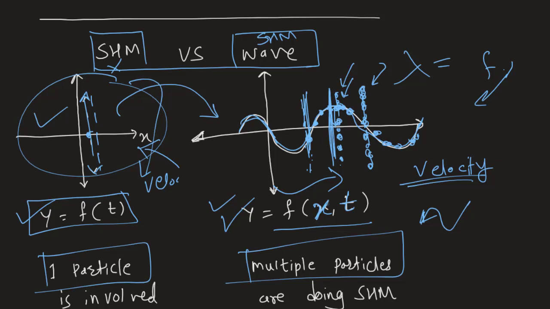And x is important because x will determine the exact particle, because there are a lot of particles. If you are given the x, then you can find out exactly the specific particle. But in case of SHM, there is just one particle, so we don't worry about the x.